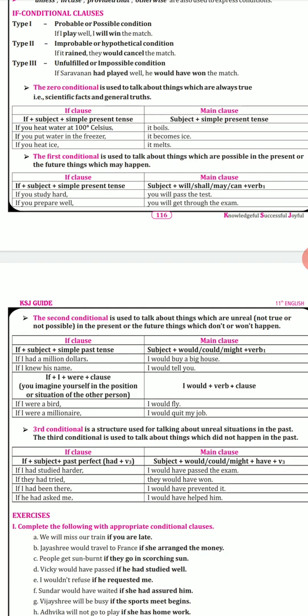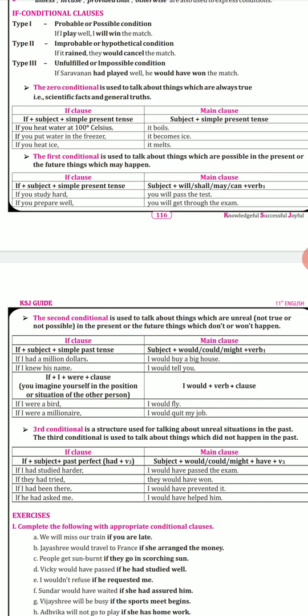So, in this class, we are going to revise the condition class, and also we are going to discuss some of the book back exercises. So, first of all, let us know the types of condition classes. There are 5 types. First of all, let us discuss the types of conditional classes.